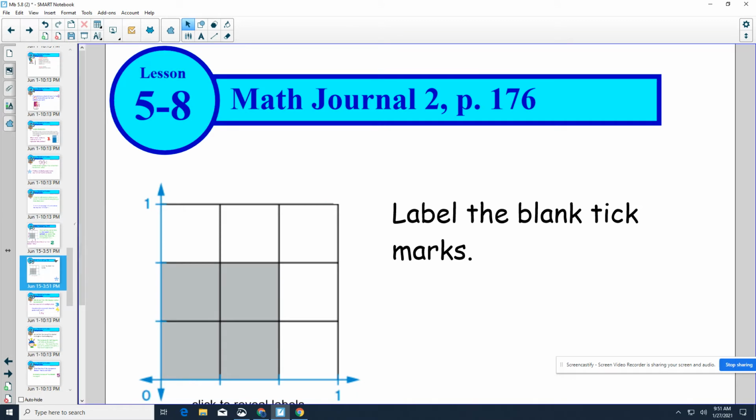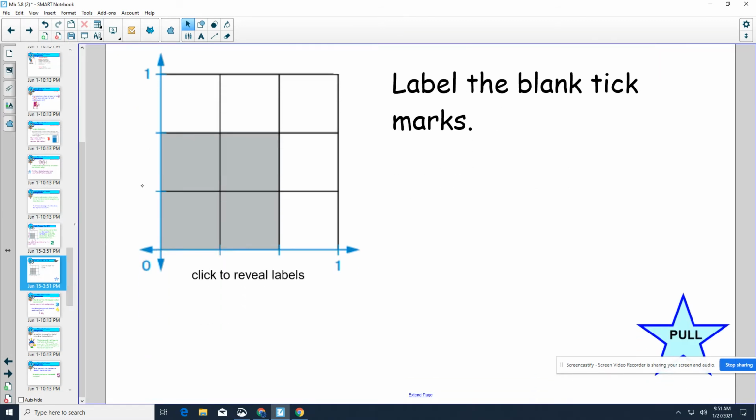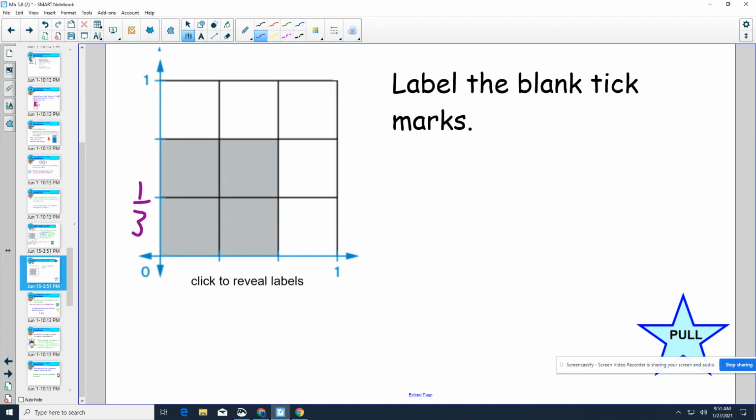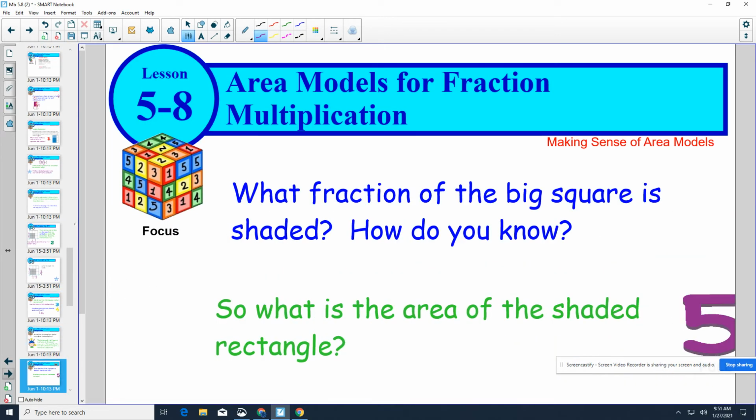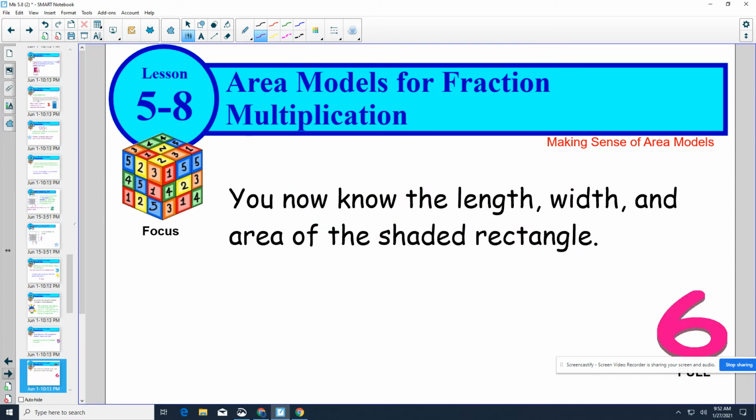So if we go back up to here, we could look at it again. We have our tick marks, right? 1/3, 2/3, 1/3, 2/3. Now, as I look at this, I can see there's 1, 2, 3, 4 shaded squares in the rectangle. So that would be my numerator, and my denominator is the whole number of squares I have. And let's see, it's a 3 by 3, so it would be 4 ninths on the area that is shaded. So you know the length, width, and the area of the shaded rectangle now.